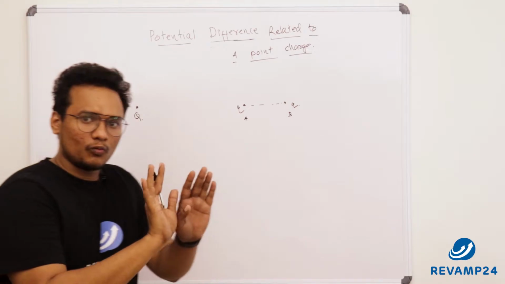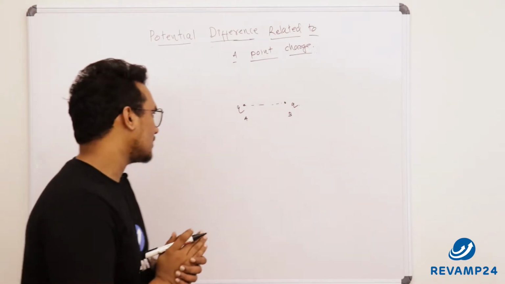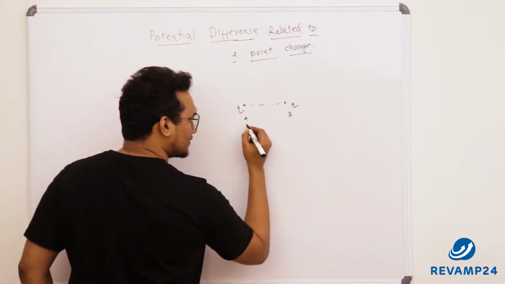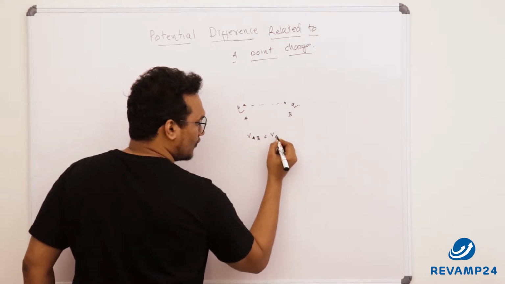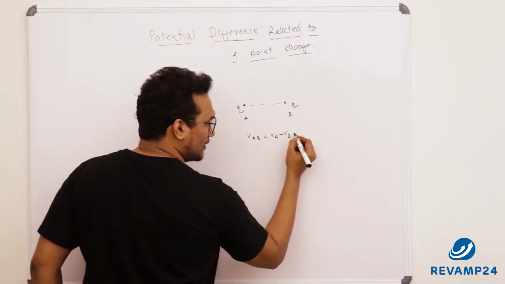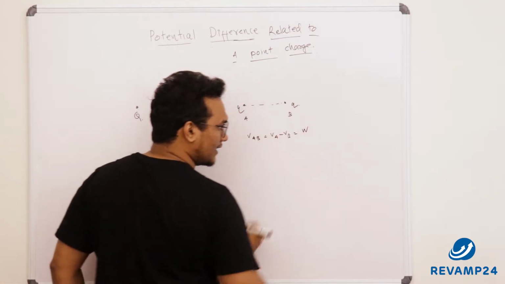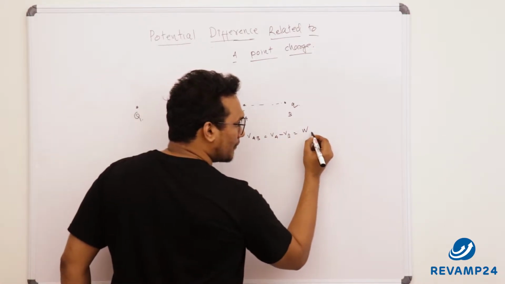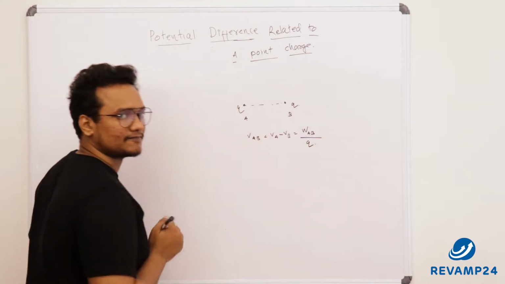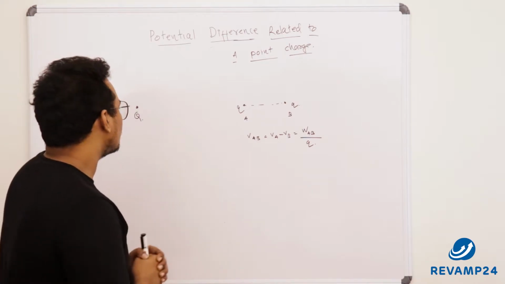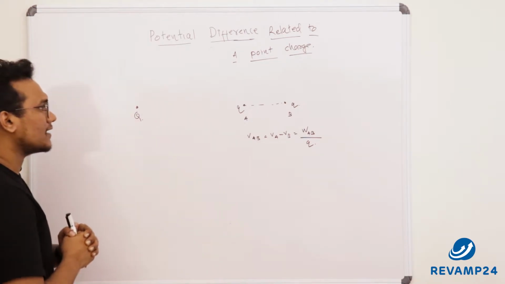So we have only one definition for potential difference. What is that? Potential difference between A and B, VAB, is equal to VA minus VB, which is equal to the work done in bringing a charge from B to A divided by the value of the charge. Okay, now here there is a problem.